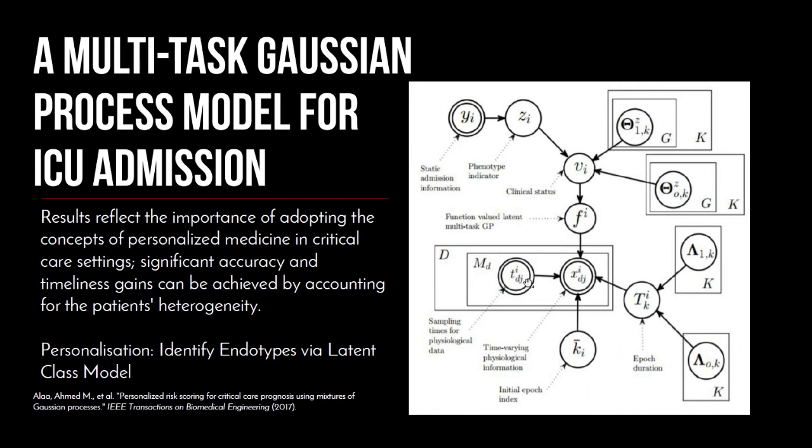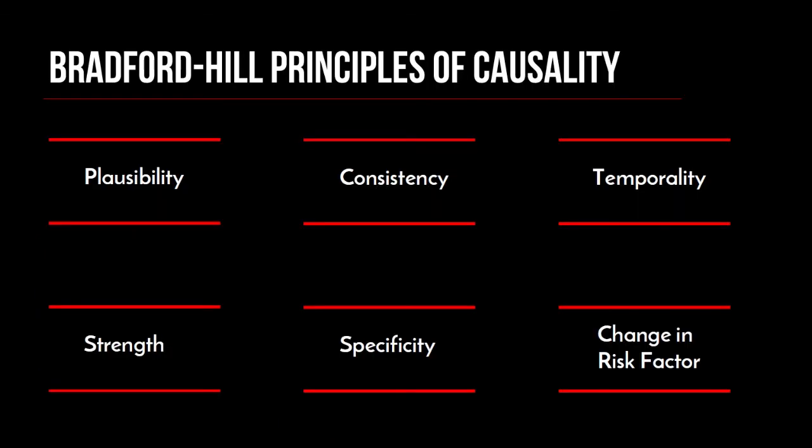So you had sampling of these physiological symptoms over time, and this also had some classification. And they were able to identify a more personalized strategy based on those subtypes, and identify who were those who should go to ICU and who shouldn't.